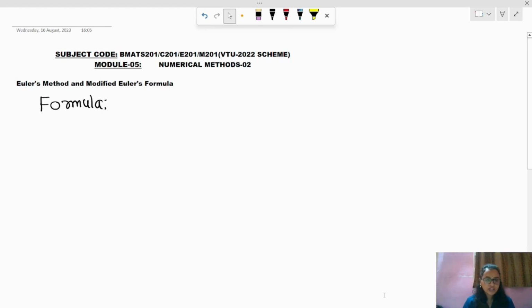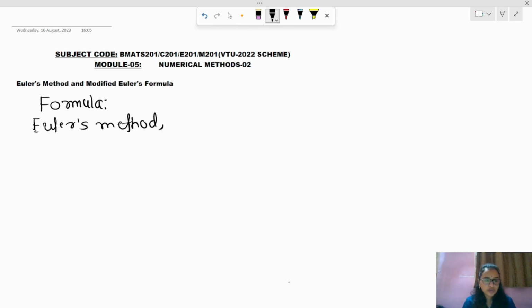About Euler's method and its modified Euler's formula. So first we need to apply Euler's method in order to find modified Euler's method. Now let me define the formula of Euler's method as well as modified Euler's method. First we will define the formula for Euler's method, then modified Euler's method, because to apply modified Euler's method we need to use Euler's method formula.